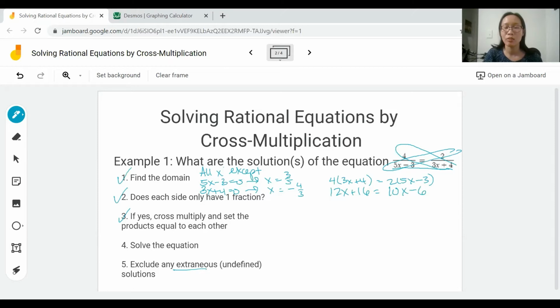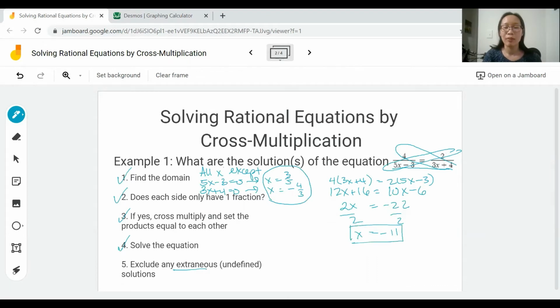From then, I can simplify using the distributive property and get 12x plus 16 is equal to 10x minus 6. I subtract the 10x from both sides, I get 2x on the left. If I subtract the 16 from both sides, I get negative 22 on the right. Dividing by 2 gives me x is equal to negative 11. Once I've solved it, I can check to see if it's in my domain. X equals negative 11 is not one of the undefined values, so I can keep it.